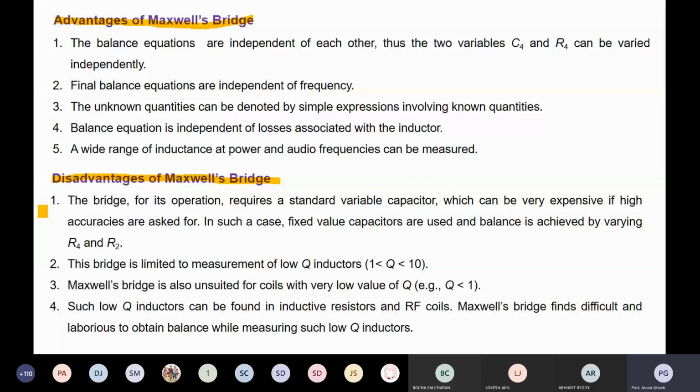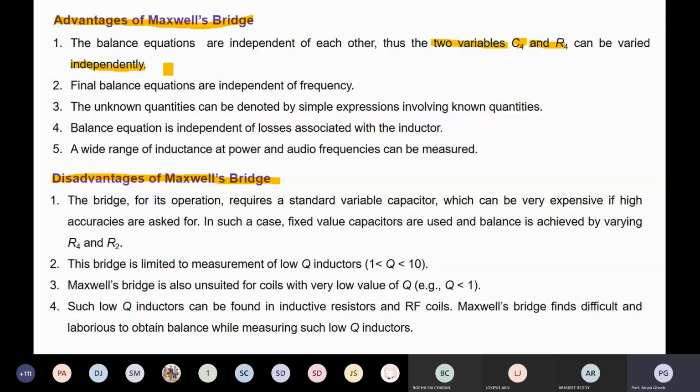Thus two variables C4 and R4 can be varied independently. For the tuning process you can vary C4 and R4, and both are standard values. That means the C4 and R4 values are known to us because they are in our hands. The final balance equations are independent of frequency.